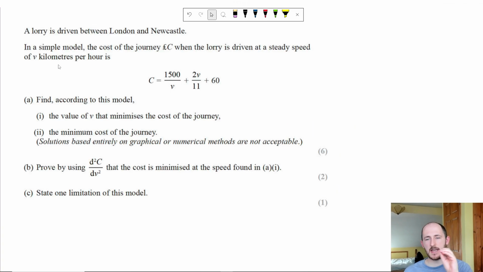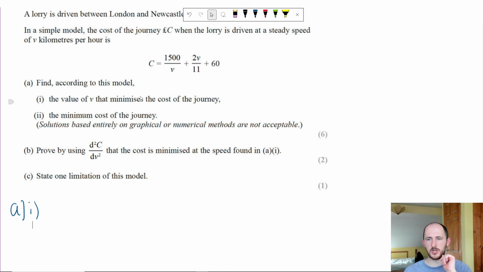With this question, it is ever so slightly different, and I wanted to show you this just before we move on. It actually gives you the equation straight away, and it doesn't say to show it. But if you look at part A, part 2, part B, part C, etc., they get a bit more interesting. So with part A, find the value of V which minimizes the cost of the journey. So it's not the minimum cost of the journey, that's part 2.